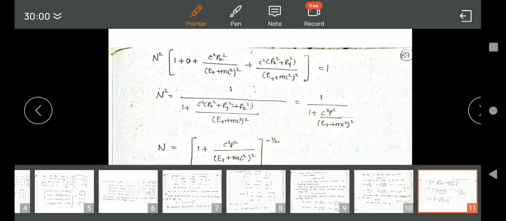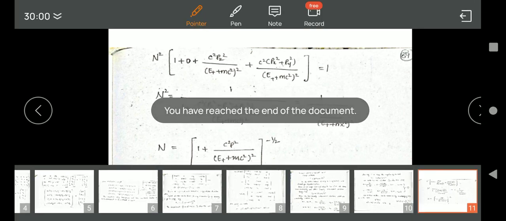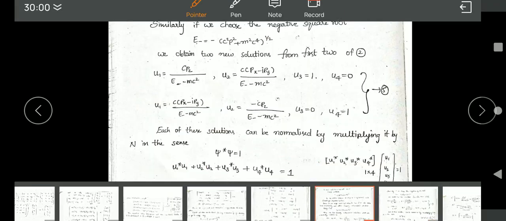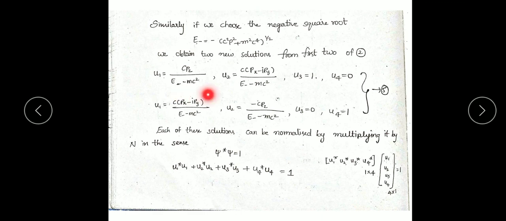If we want to find n, just take the square root of this, that is 1 by the square root of this term, which could be written in this form: 1 plus c square p square over e plus mc square whole square, all to the power of minus half. So finally this is the normalization constant. These are the solutions, the plane wave solutions. So this fourth equation and this fifth equation are the solutions, and this is its corresponding normalization constant. This is nothing but Dirac's plane wave solution.